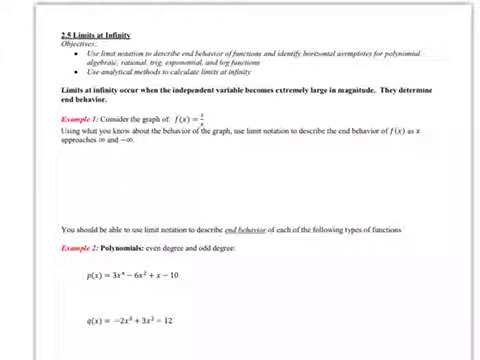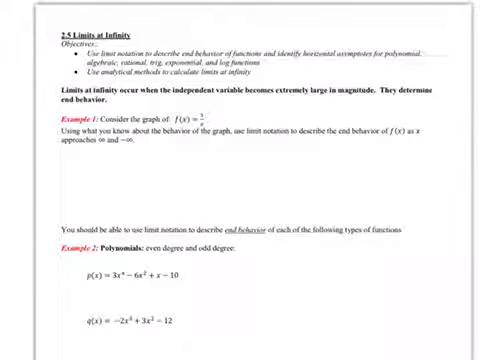Infinity, our objectives today are going to be to use limit notation to describe end behavior of functions and identify horizontal asymptotes for polynomial, algebraic, rational, trig, exponential, and log functions. We're also going to use analytical methods to calculate limits at infinity. Limits at infinity occur when the independent variable becomes very large in magnitude. They determine the end behavior.